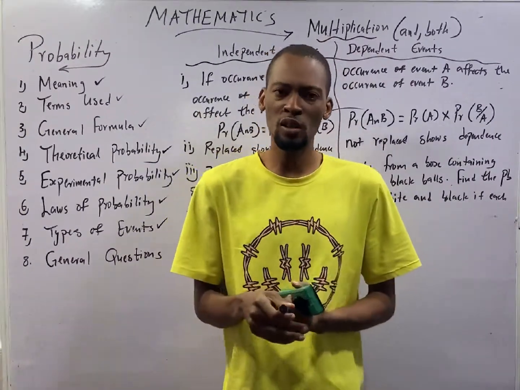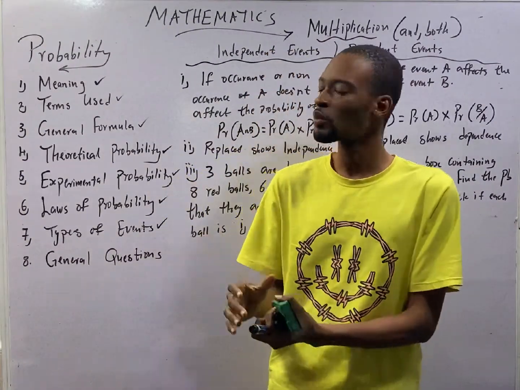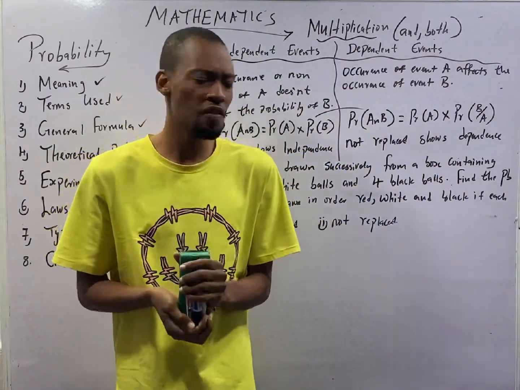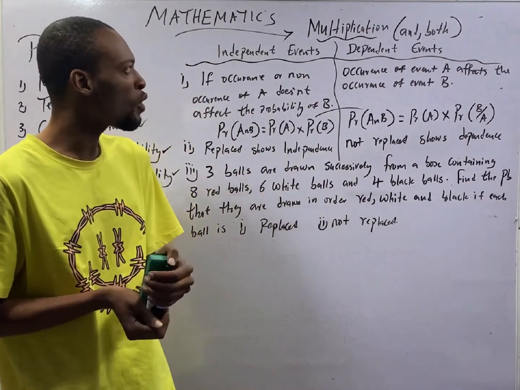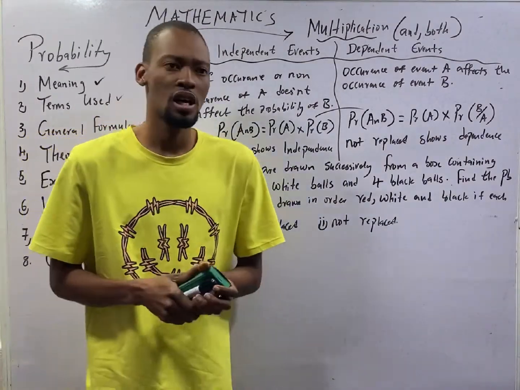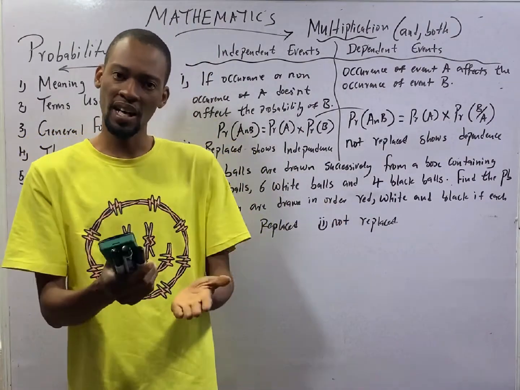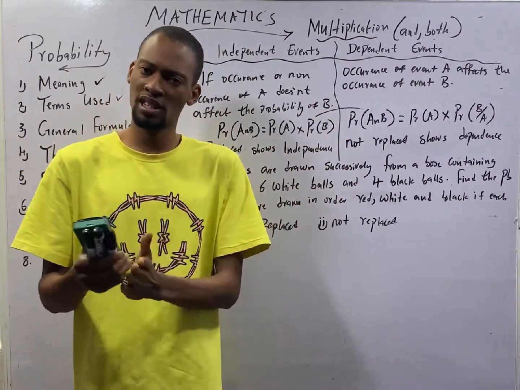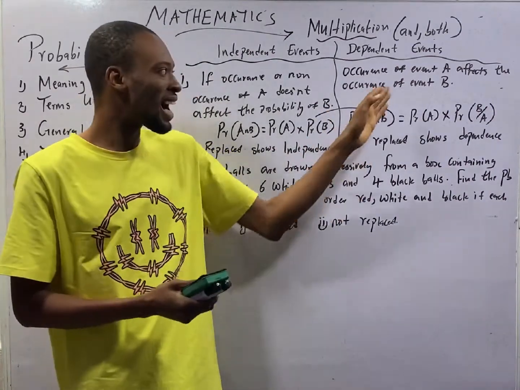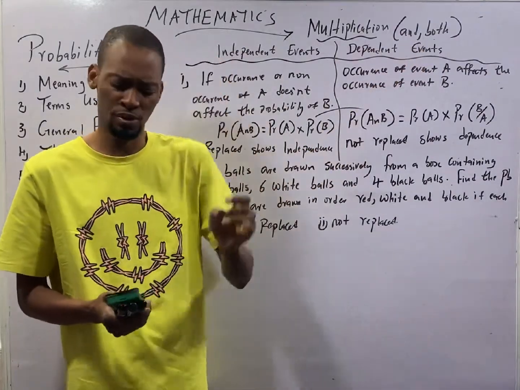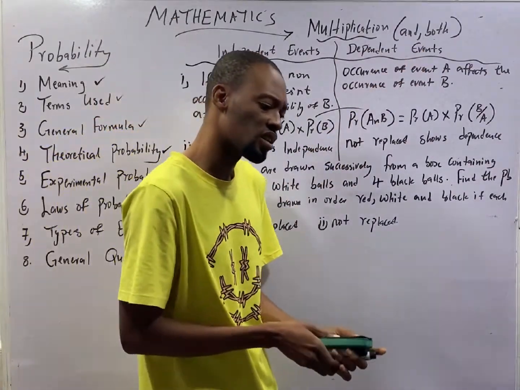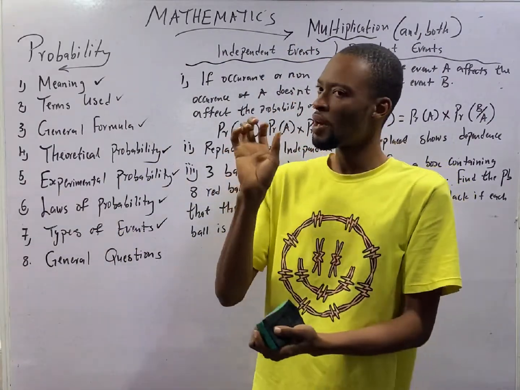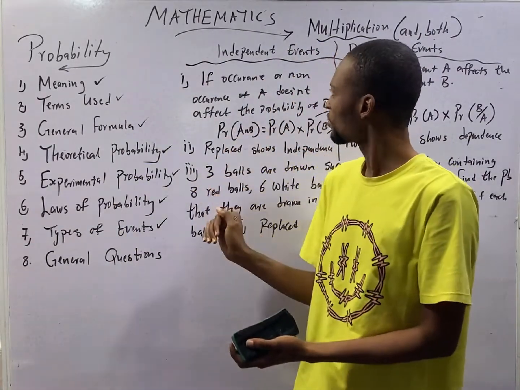The multiplication law of probability. We've already looked at the addition law. In a probability question, if you see the probability of this and that, or the probability of both this and that, it is a signal that you are dealing with a multiplication question.